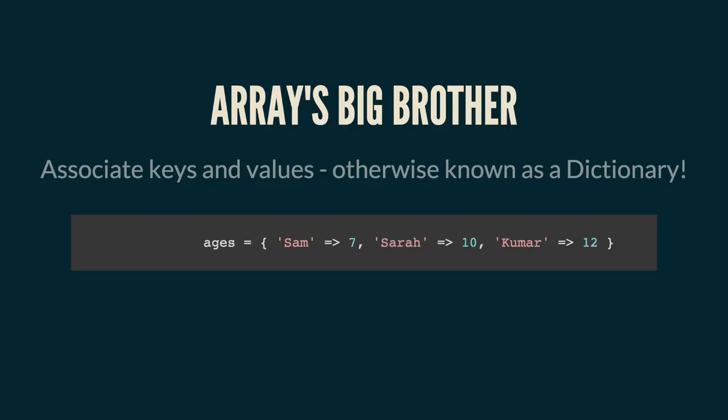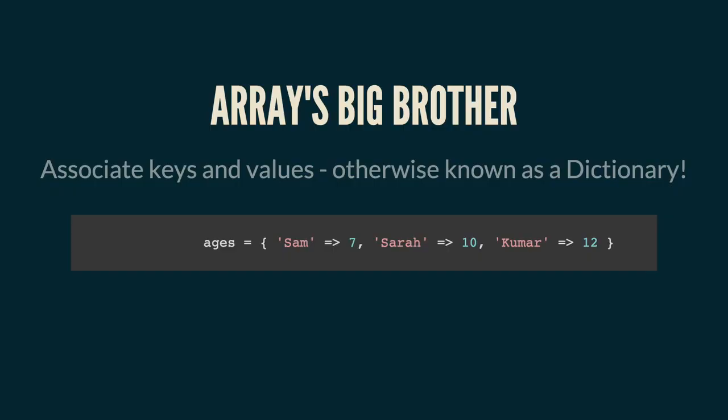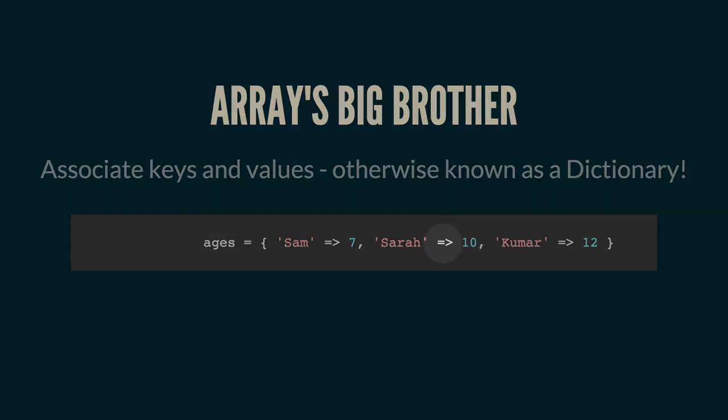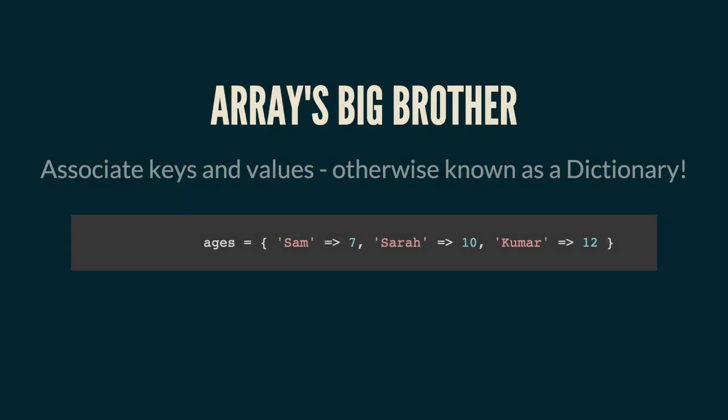In this example, I'm creating a hash called ages, and I'm associating an integer age to several names as strings. So we can say that Sam is 7, Sarah is 10, and Kumar is 12. To associate a key to a value in a hash, we're going to use this special symbol, an equal sign followed by a more than. This is commonly called a hash rocket.